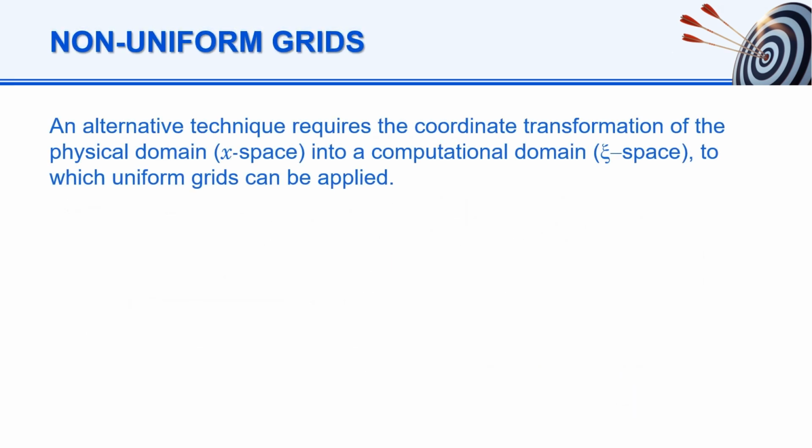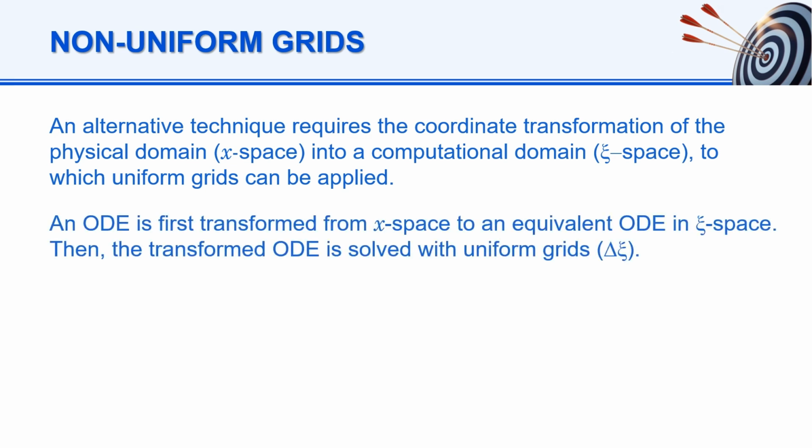An alternative technique requires the coordinate transformation of the physical domain in X space into a computational domain, C space, to which uniform grids can be applied. An ordinary differential equation is first transformed from X space to an equivalent ordinary differential equation in C space. Then, the transformed ordinary differential equation is solved with uniform grids.